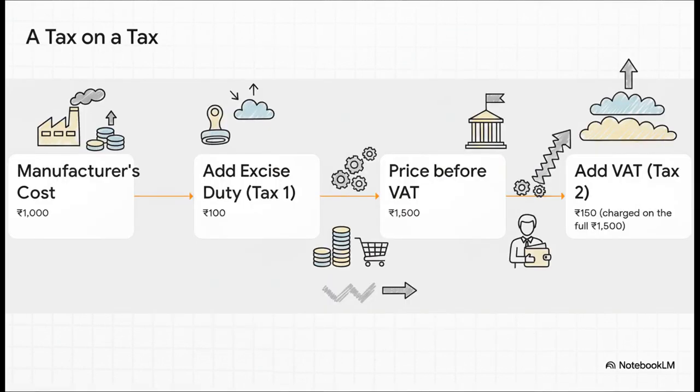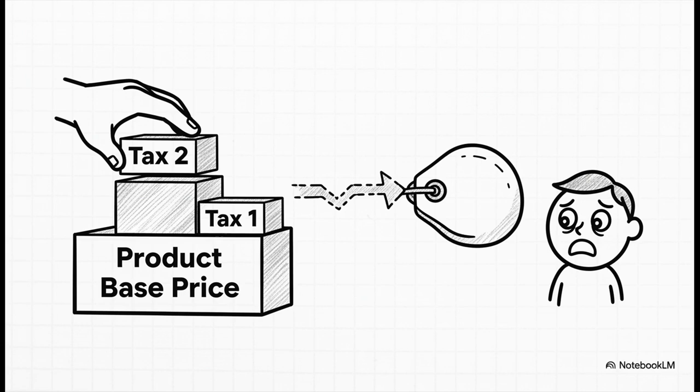Let's see how this cascading effect actually played out. So a manufacturer makes something for 1,000 rupees. The central government slaps on an excise duty, let's say 100 rupees. Now the cost is 1,100 rupees. The manufacturer adds their profit, so the price is now 1,500. But wait, we're not done. When it's sold, the state government would come in and add another tax, called VAT, on the entire 1,500 rupees. And there it is. Did you see what happened?